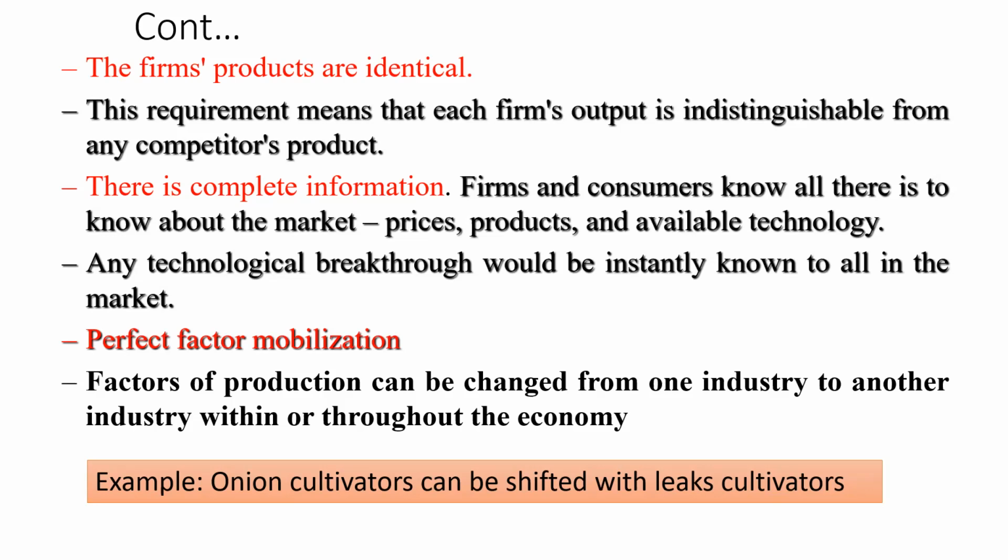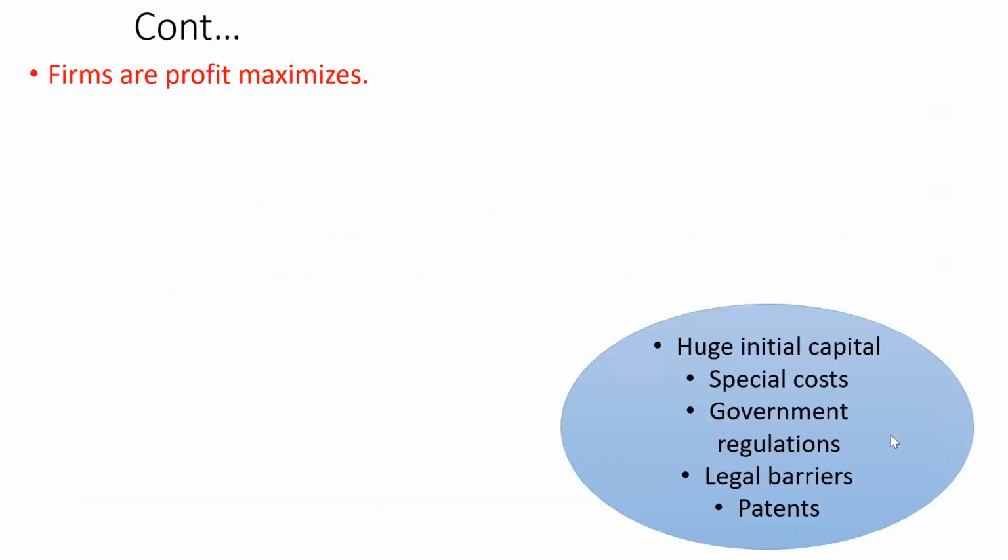So if they are cultivating onion and feel that they want to change to potato or leeks cultivation, then they can easily shift all these factors of production to another market. Right? So that is the perfect factor mobilization.